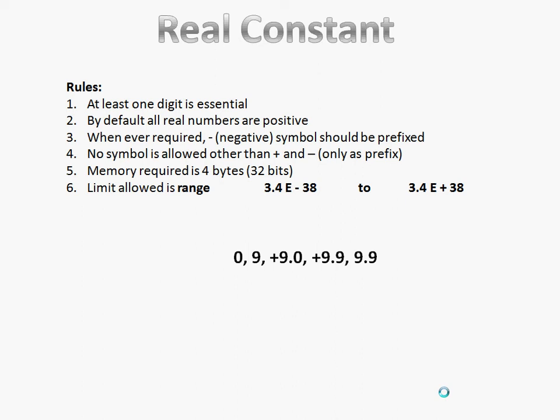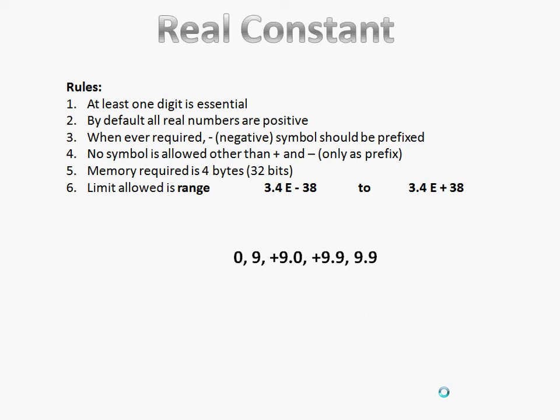Now here the memory is increased, so you can use the values which are more than the range of integer constant. 4 bytes, which is nothing but the 32 bits. And the range for the real constant is 3.4 e to the power of minus 38 to 3.4 e to the power of plus 38.